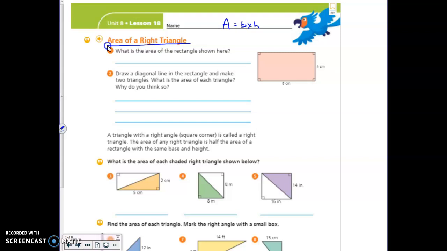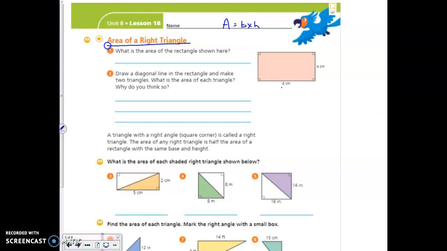It's going to be, again, just like the parallelogram, very much linked together. Not exactly the same as it was with the parallelogram, but very, very close. So, using that formula, again, to try to find the answer to question number 1 here, which says, what is the area of this rectangle?